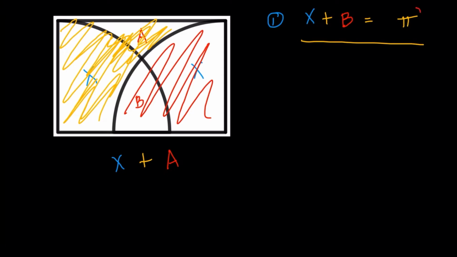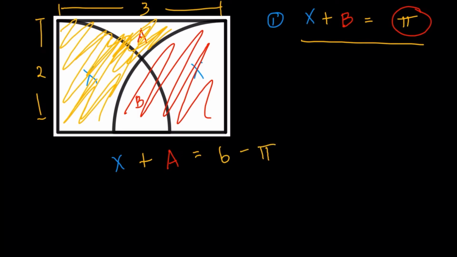Now, we already have the area of a quarter circle, which is pi, all right? So all we have to do is just get the area of the rectangle. But the rectangle has dimensions 2 and 3. So the rectangle is just simply length times width. 2 times 3 gives us 6. And we have to subtract pi for the area of the quarter circle, right?